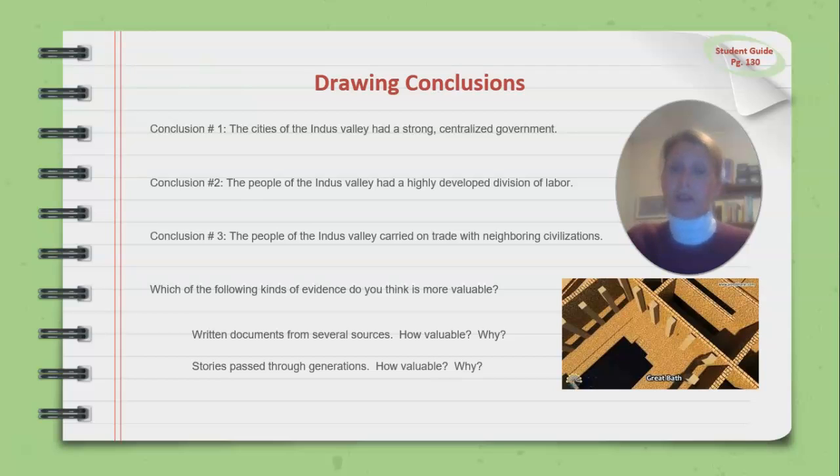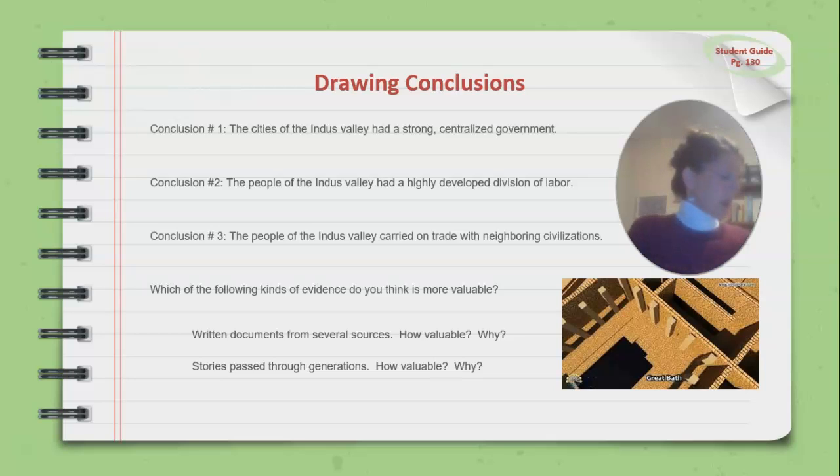This is on page 130 of your student guide, Drawing Conclusions. These are some great questions to ask yourself and then to be able to fill in the answer. Conclusion number 1, the cities of the Indus Valley had a strong centralized government. What do you know about that? How can you draw that conclusion? How can you determine that they had a strong centralized government? Right now, think of yourself as a historian using the artifacts that archaeologists have found to try and answer that question. Conclusion number 2, the people of the Indus Valley had a highly developed division of labor.